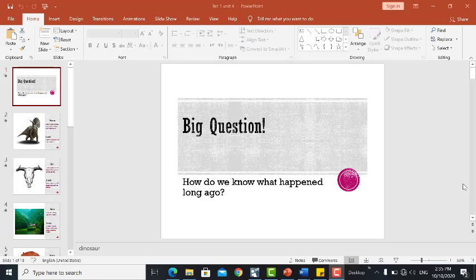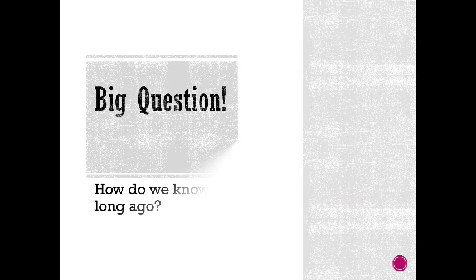Today we are going to learn more about our word list 1 in Unit 4. So please pay attention. You are going to watch a presentation for the words and the definition. Here is our big question of the unit. How do we know what happened long ago? What do you think this is?